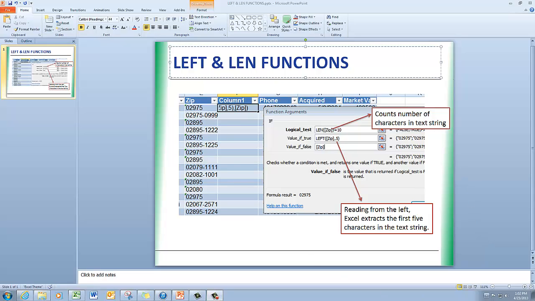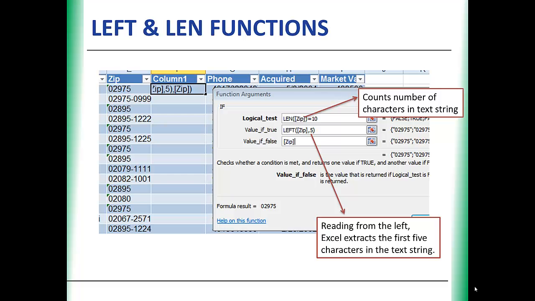And the first thing that we're going to do is take these zip codes, and you see that some of them are the standard 5-digit zip codes, and some of them are the zip plus 4 zip codes. So what we want to do with those zip codes is change them all to the 5-digit zip codes so that they're all consistent. To do that, we're going to use two functions. We're going to use the LEN function and the LEFT function, and we're going to nest those two functions in an if function. So what you see here is the if function dialog box.